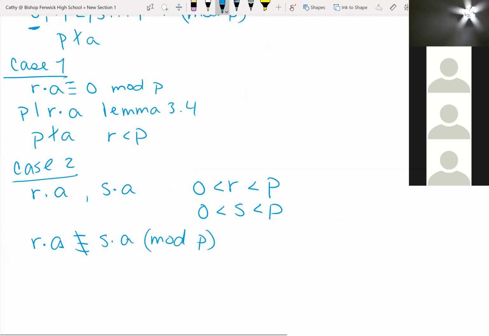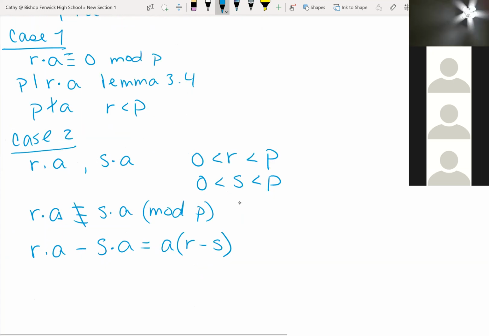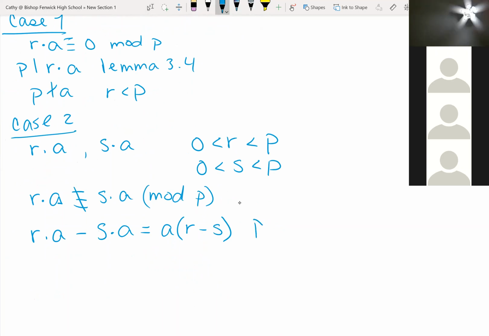So we will do the subtraction here, R times A minus S times A. We'll factor out the A times R minus S. And by assumption, we know that P does not divide A. But does P divide this? Can P divide R minus S?